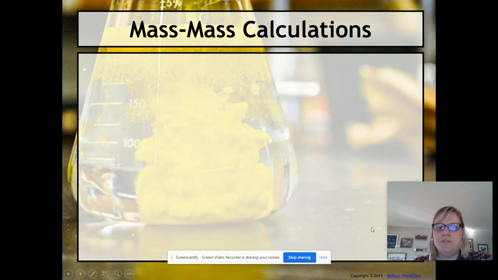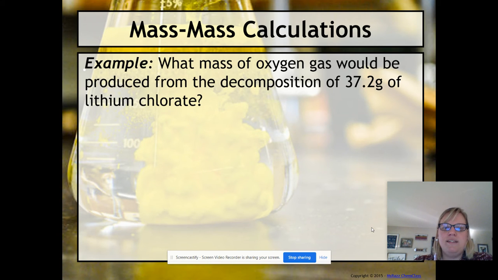Okay, let's do another example. What mass of oxygen gas would be produced from the decomposition of 37.2 grams of lithium chlorate? Okay, so decomposition reaction, what happens? If you remember, when we have a chlorate that decomposes, we produce that metal chloride and oxygen gas.